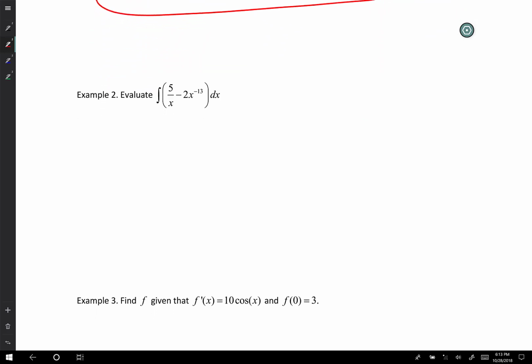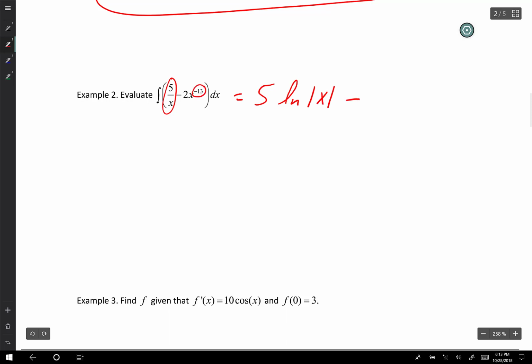Evaluate the integral of 5 over x minus 2x to the negative 13. So this is obviously some type of ln. We put the 5 in the front. We write ln, and because the domain is all real numbers of 1 over x, I write absolute value of x in there. I'm going to add 1 to the exponent, so minus 2x to the negative 12 divided by negative 12, and then I put a plus c.